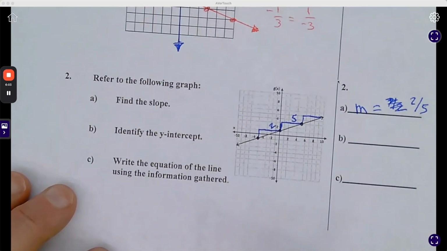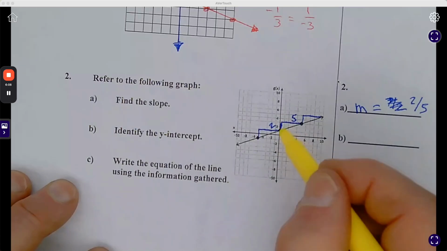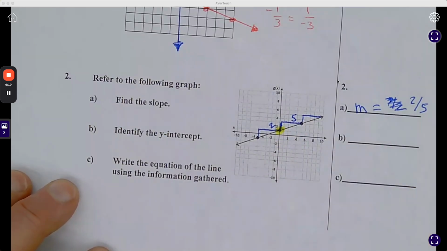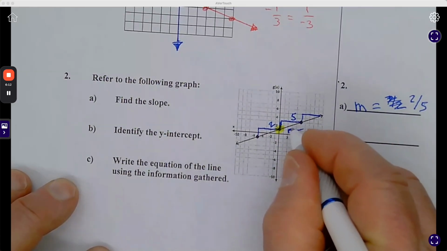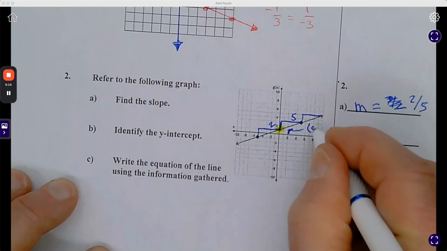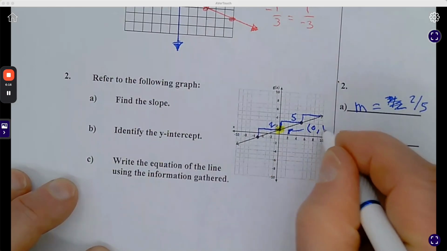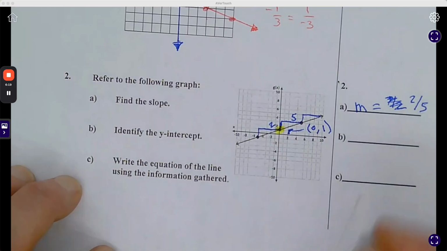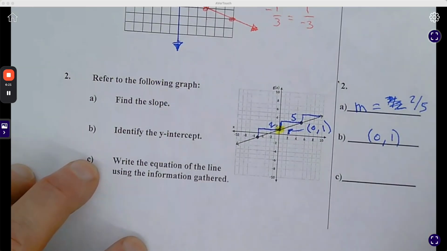Okay. Identify the y-intercept. The y-intercept is where you cross the y-axis. That's right there. So the y-intercept is the ordered pair: x is 0 at the y-intercept, and y looks like it's 1. So that is my y-intercept.